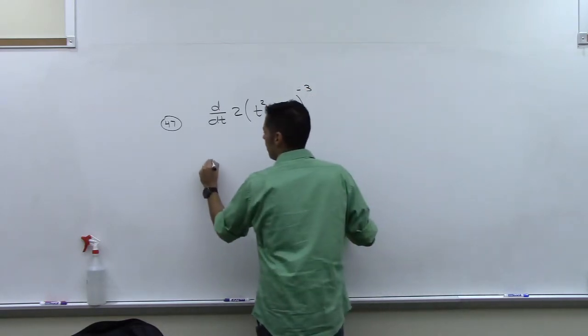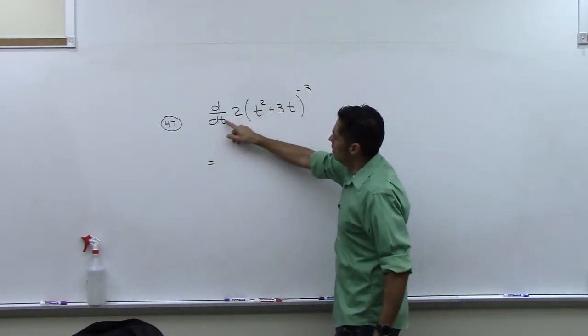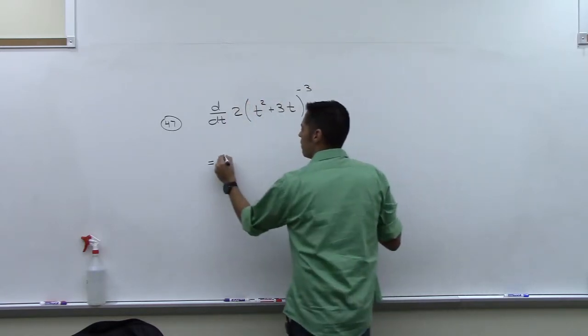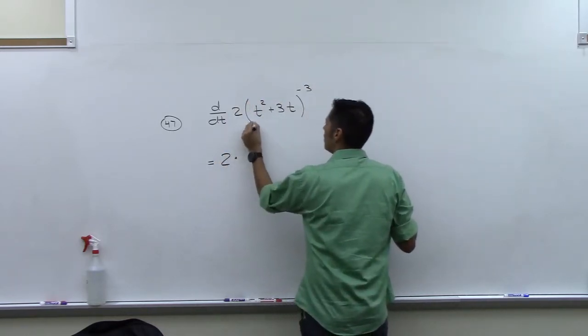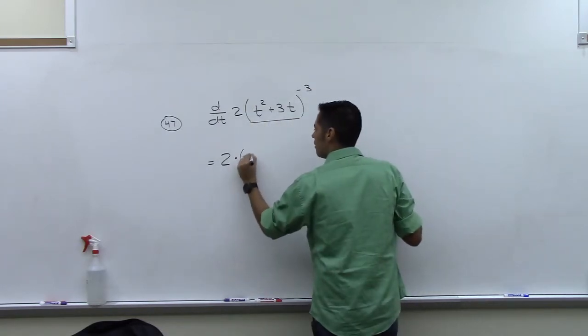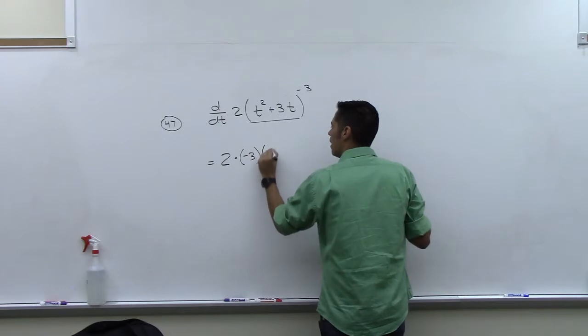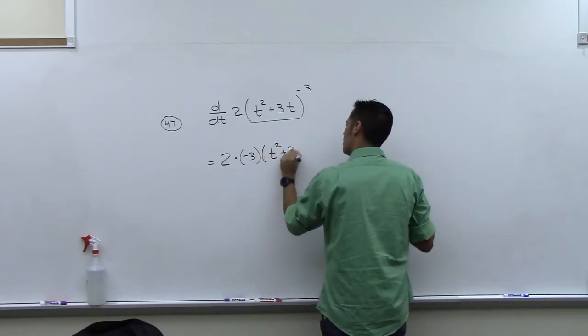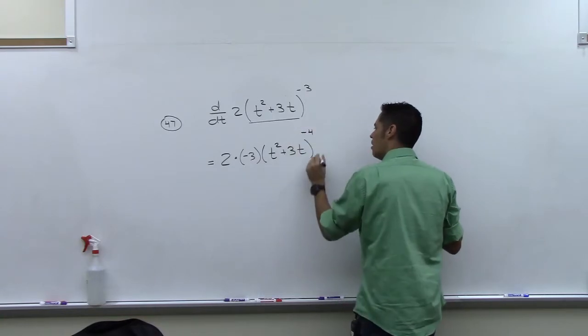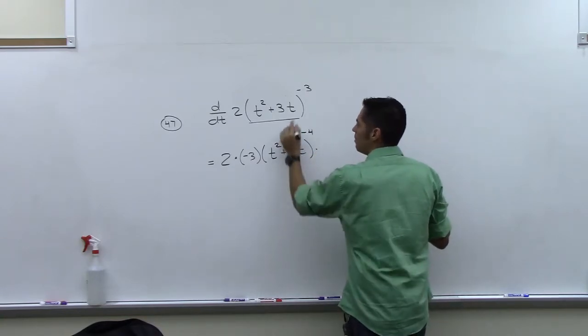All right, so the derivative of this is, well, this 2 again is multiplied times all of this, so the 2 is going to come for the ride. And now I'm going to take derivative of this, and it's to the negative 3. So the negative 3 pops out front, negative 3. I rewrite t squared plus 3t. I don't touch it. I subtract 1 from that, I get negative 4.